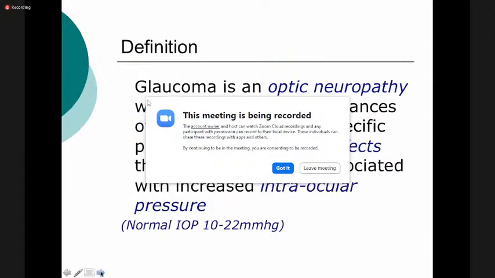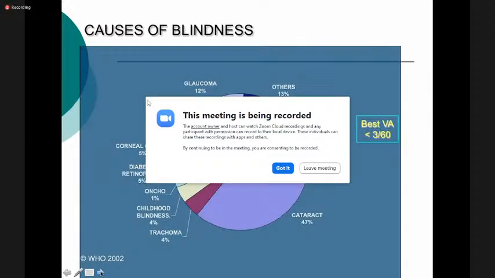So glaucoma is an optic neuropathy, meaning it's a disease of the optic nerve, with the characteristic appearances of the optic discs and specific patterns of visual field defects that may or may not be associated with increased intraocular pressure. So we are going to look at these particular things I've pointed out: the optic neuropathy, the optic disc, visual field defects, and a little bit on the intraocular pressure, because these are the relevant things that you should know regarding glaucoma. Glaucoma is the second leading cause of blindness after cataract, and it's the first leading cause of irreversible blindness. So it's a very important disease to understand.